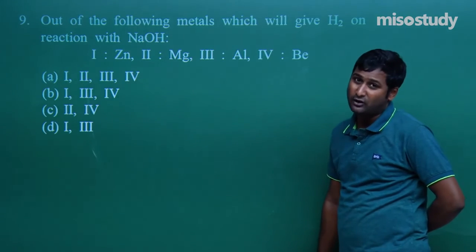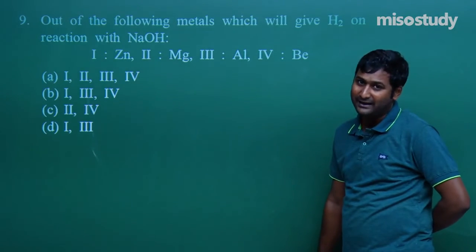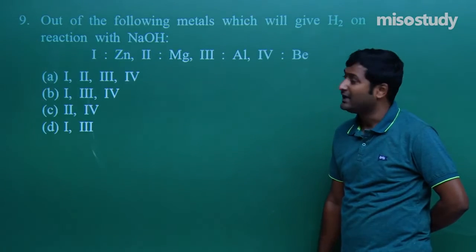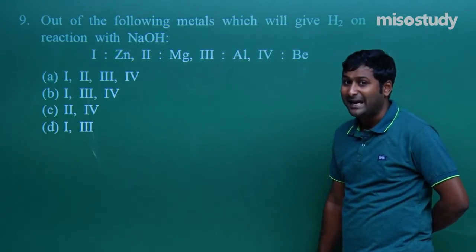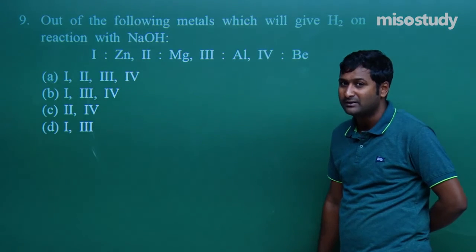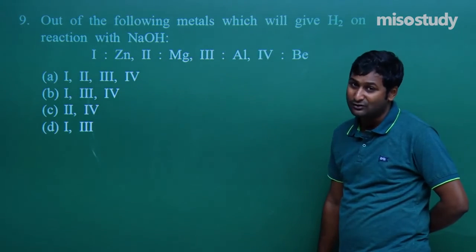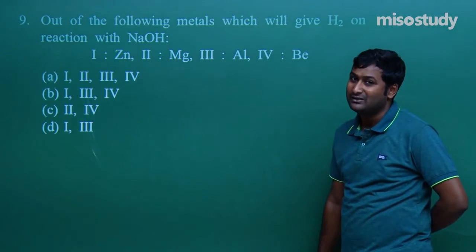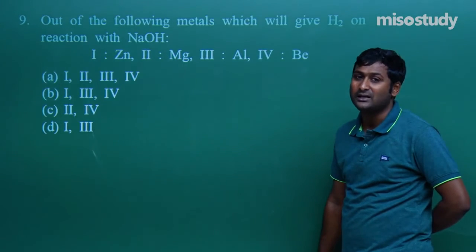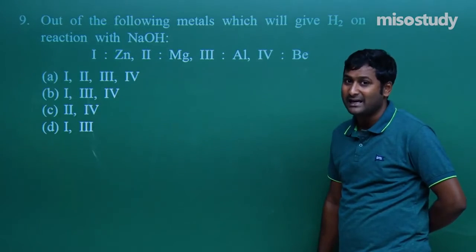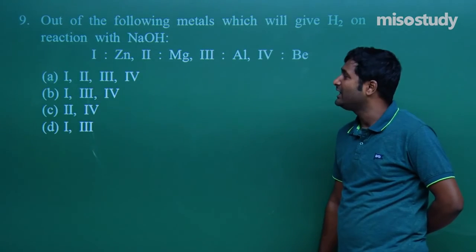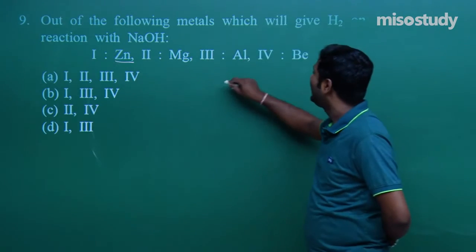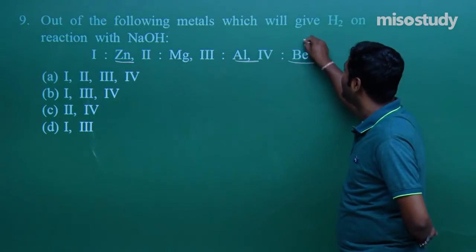As we know, if I talk about zinc, Na2ZnO2 forms, zinc on treatment with NaOH. If I talk about aluminium, NaAlO2. Remember this. If I talk about beryllium, there is also a reaction possible. But if I talk about Mg, there is no liberation of hydrogen. So which will give you H2? That is Zn, that is Al, and that is Be.